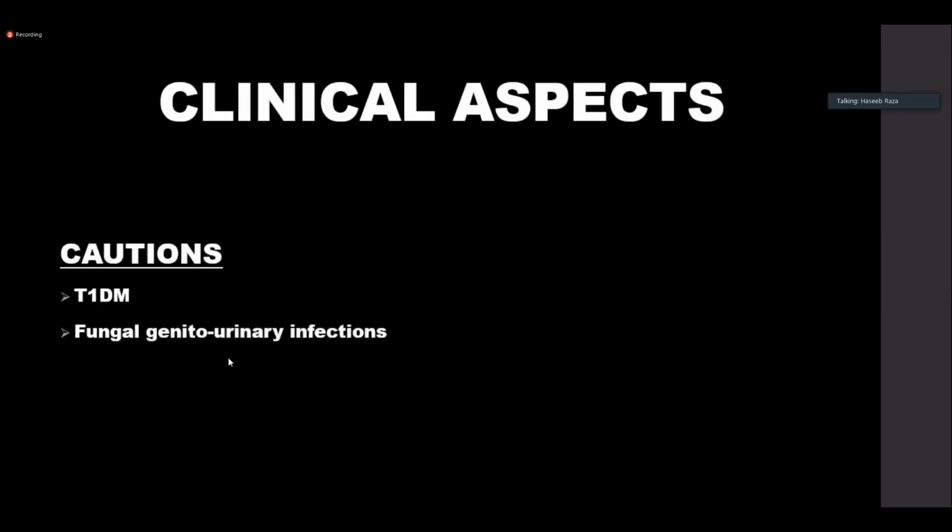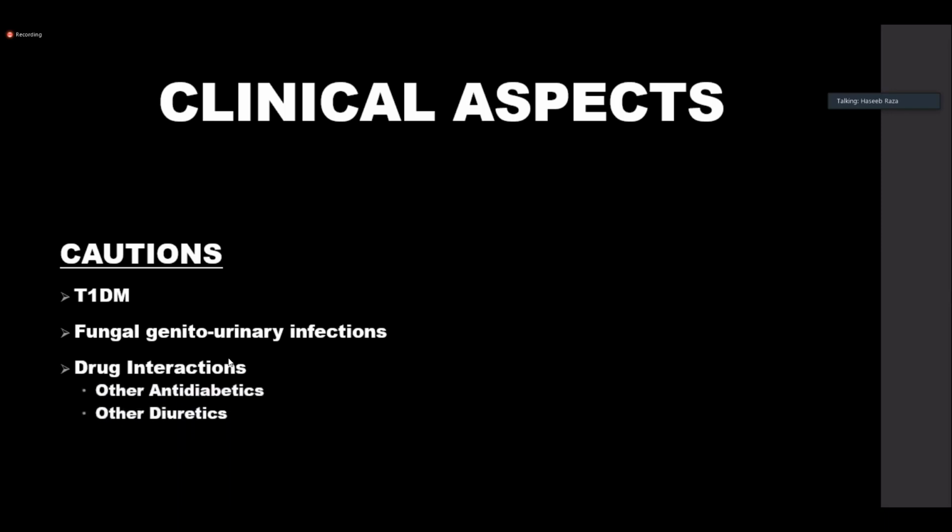Caution in type 1 diabetes mellitus. Type 1 diabetes mellitus patients have an increased tendency to develop diabetic ketoacidosis, ketone bodies. So you remember the initial slide when I requested you to remember the increased ketone body genesis. This is one of the effects of SGLT2 inhibitors, that they increase the production of ketone bodies in our body. So in patients with type 1 diabetes mellitus who are always at risk of diabetic ketoacidosis, we should not give these drugs. If the patient has a genitourinary infection, specifically a fungal infection, you must avoid it.